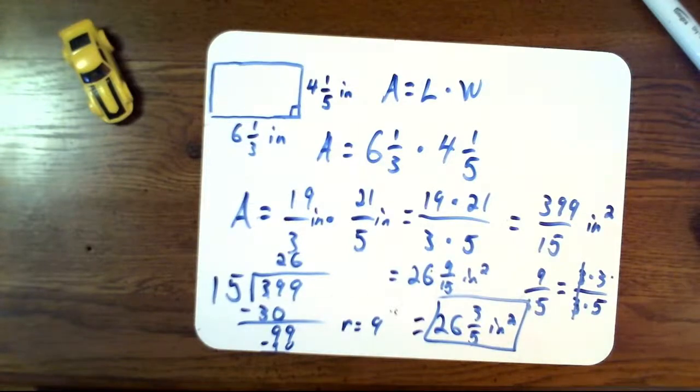So this is an example of perimeter and area. I'm not sure how important this will become, but knowing how to multiply and divide fractions, knowing how to add and subtract fractions are very important, and this is kind of good practice for that.